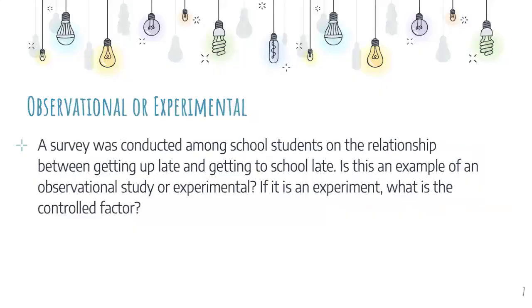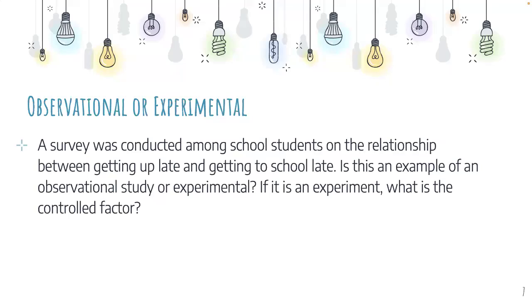All right, next example says a study was conducted among school students on the relationship between getting up late and getting to school late. Is this an example of an observational study or an experimental study? If it's an experiment, then what is the control factor? So again, we are conducting a survey. We are asking people, did you get up late today? Did you get late to school?